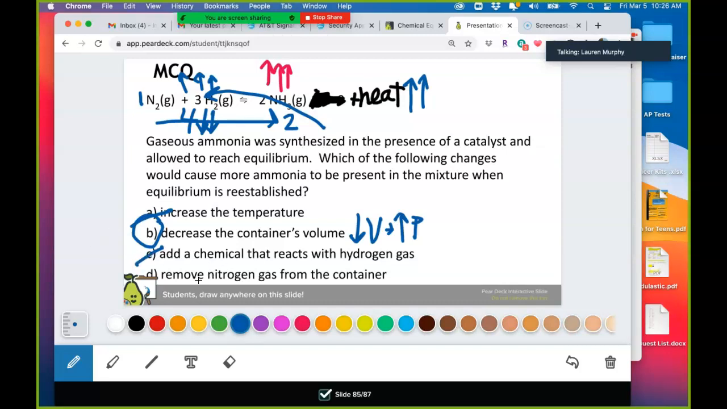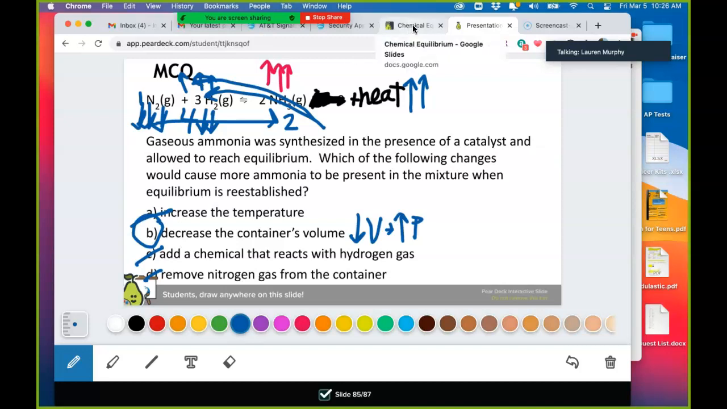So obviously, removing nitrogen would have the same effect. You take some of this guy out, it's like, don't do that to me, and it will try to shift back that way to get some of it back. So that's why D is out. Questions?